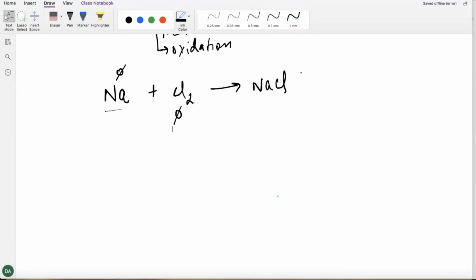Now in NaCl, what is the charge of sodium? +1. And what is the charge of Cl? -1. So we understand what we're doing here? When it's a compound, we figure out the charge from the periodic table. But when it's in elemental form, it doesn't have any charge unless mentioned. Does this rule only apply for oxidation states? Yes, this is for oxidation states, but even for the charge, it's the same thing.